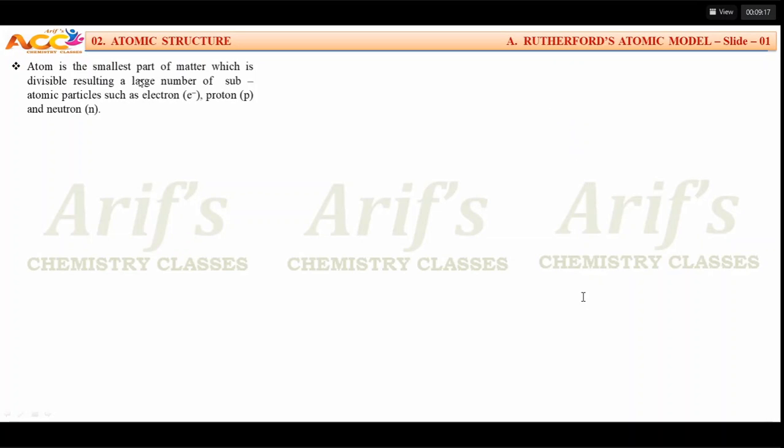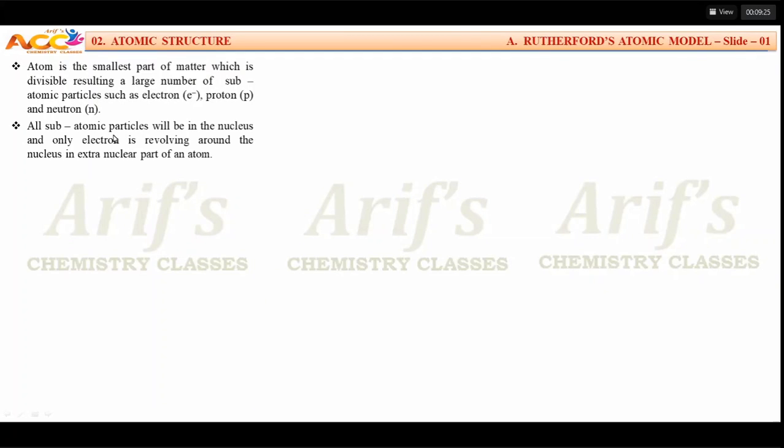Atom is the smallest part of matter which is divisible, resulting in a large number of subatomic particles such as electron, proton, and neutron. Very good. All subatomic particles will be in the nucleus. In the nucleus. These are the conclusions. Actually, I am disclosing them first to you. And only the electron is revolving around the nucleus in the extranuclear part of an atom.